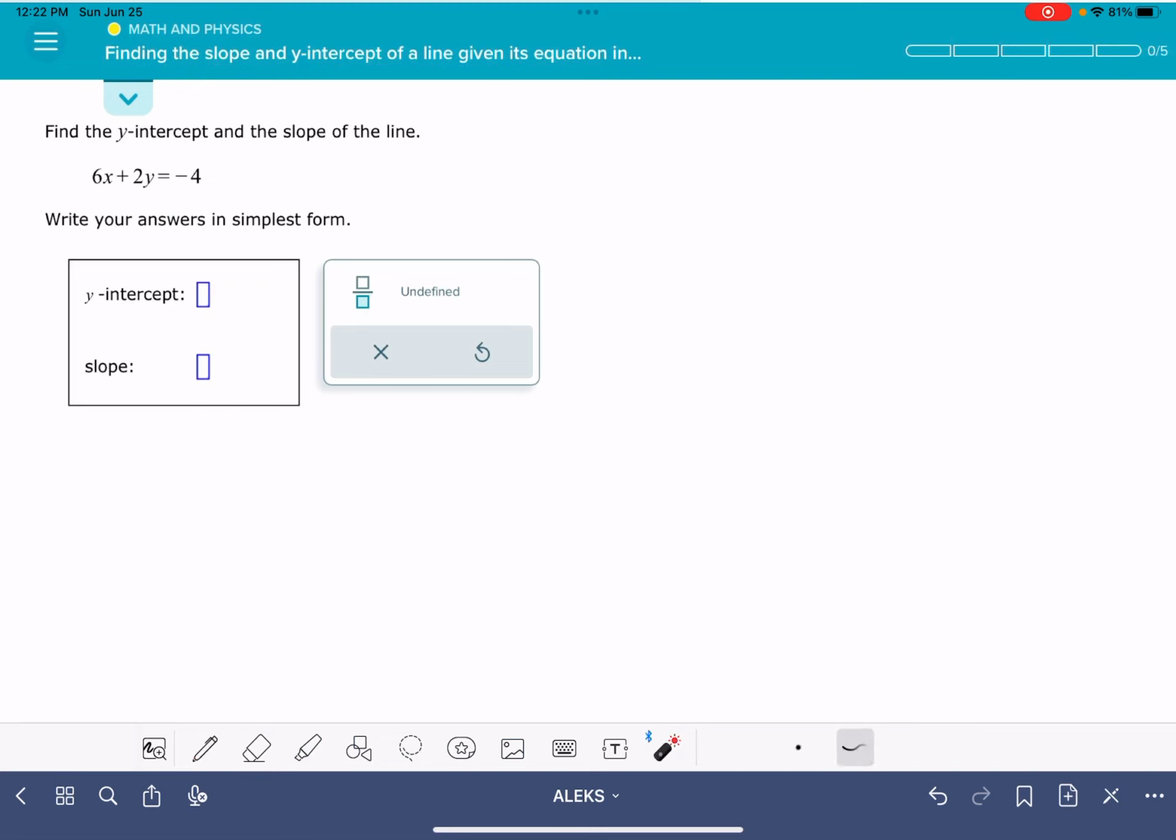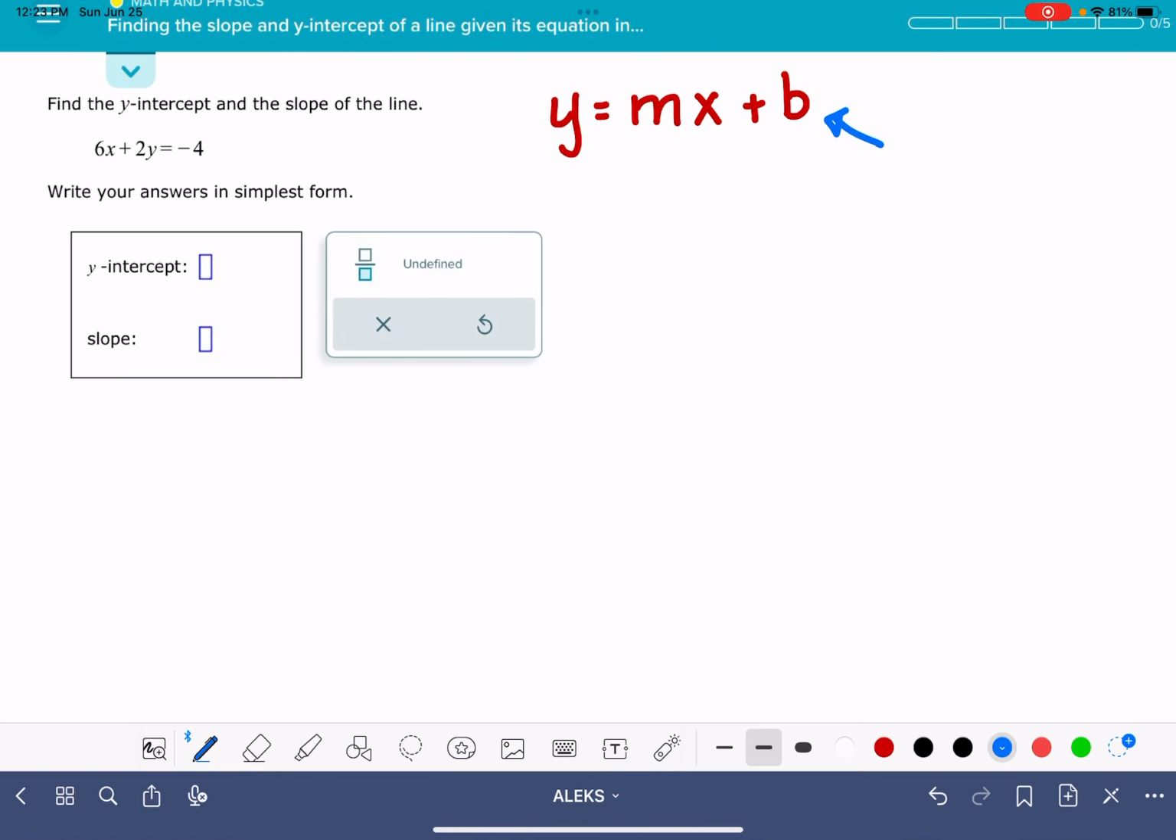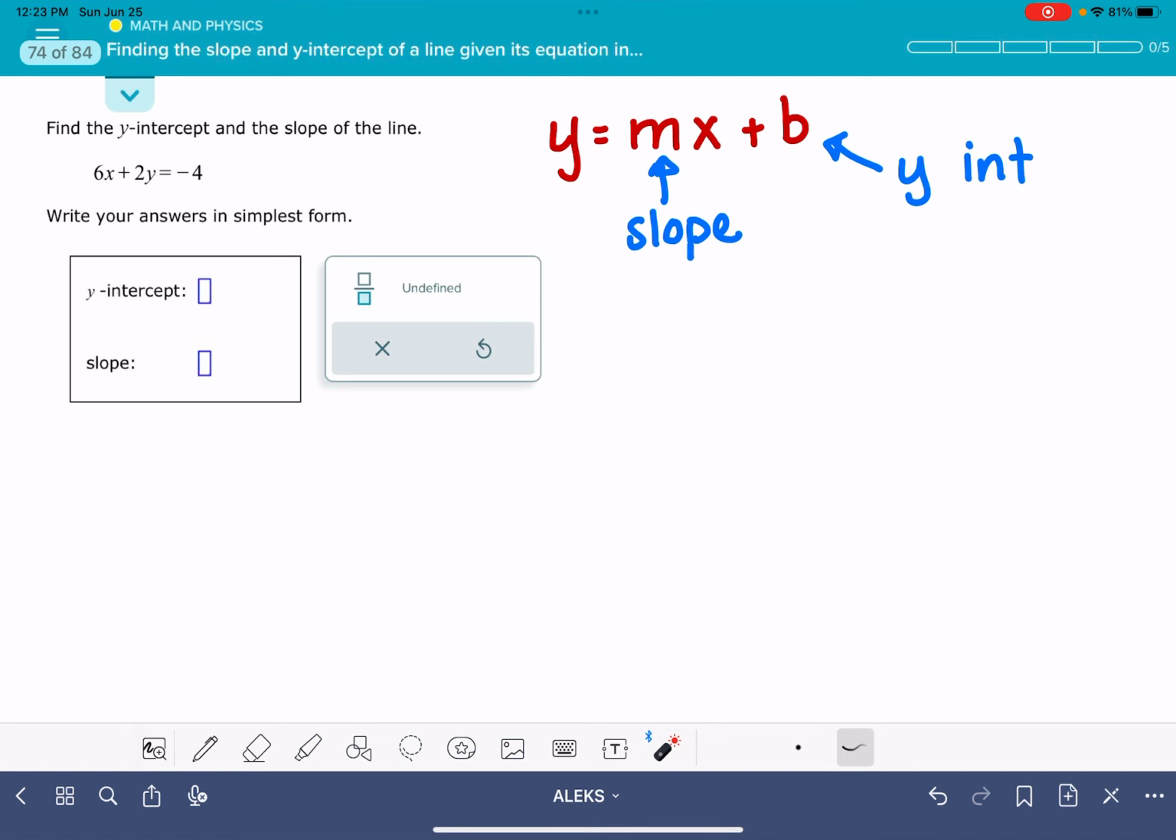And the challenge with this problem is that the equation is not going to be written in the conventional form. The conventional form for this type of equation is y equals mx plus b. And in this form of the equation, b is our y-intercept and m is our slope. And so our job here is to take the equation that's been given to us and do some algebra and convert it into this format right here.